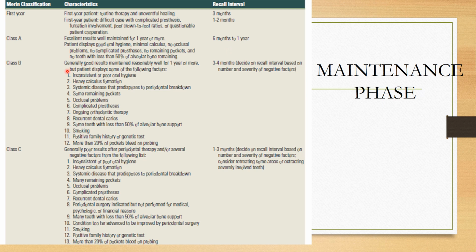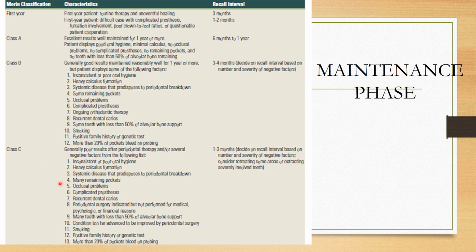So class B, if there is any inconsistent or poor oral hygiene, heavy calculus with systemic diseases, and so many occlusal problems, prosthesis, then ongoing orthodontic therapy, dental caries, and with smoking patient, positive family history or genetic test has been positive. So anything like that, then you have to recall the patient once in 3 to 4 months.